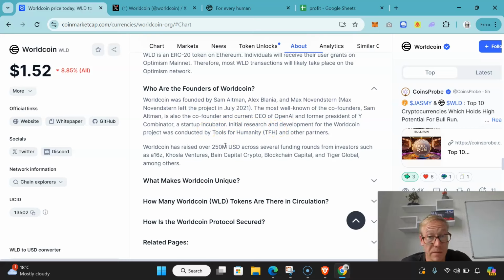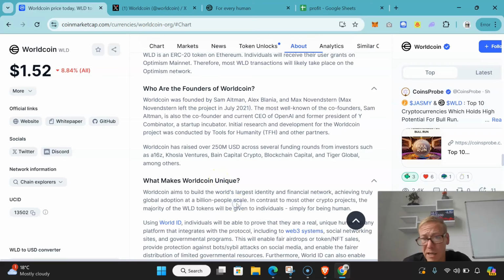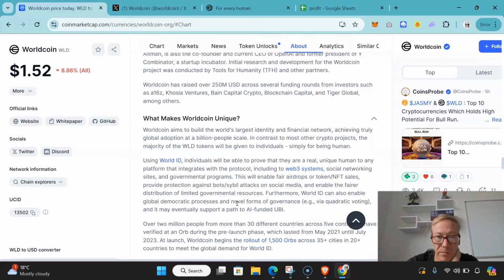Initial research and development for the Worldcoin project was conducted by Tools for Humanity and other partners. They raised a staggering amount of money, a quarter of a billion, from big names like Andreessen Horowitz's crypto arm. You've got Kosla Ventures, Bain Capital, Tiger Global, Blockchain Capital, huge names. And it's not a surprise. World identity is going to be a big thing. Digital ID is already a massive thing, and it's becoming bigger and bigger.